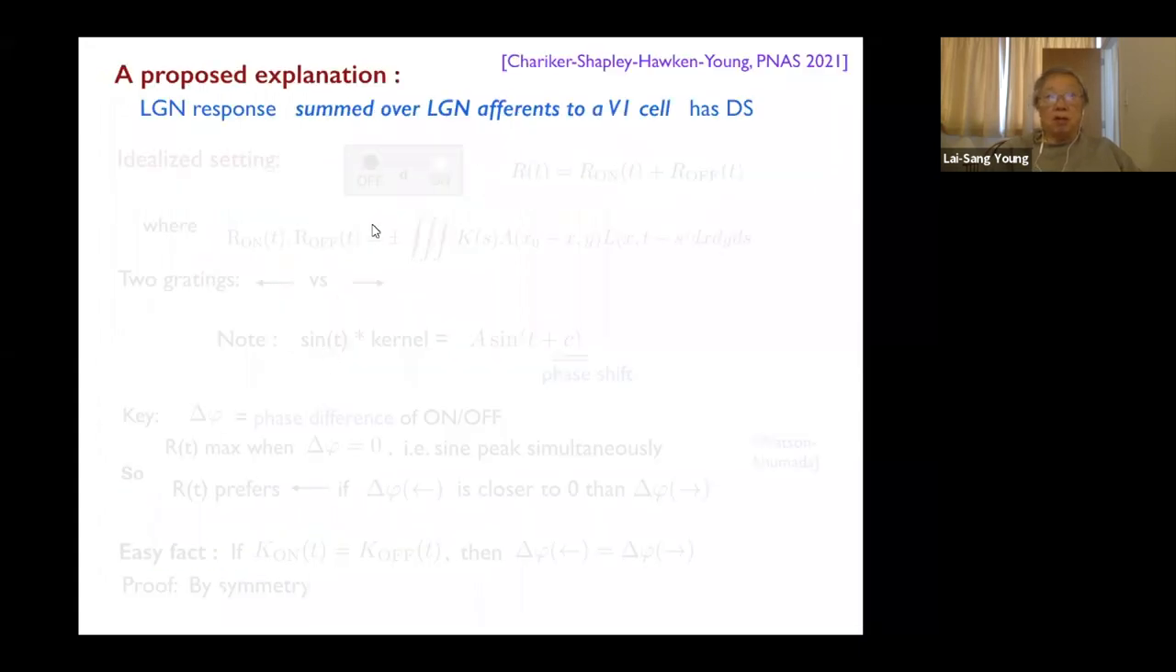Here is a proposed explanation published recently. First, how is this direction selectivity initiated? Each individual LGN cell does not have direction selectivity, but the claim is that the summed response of the LGN cells, since each neuron receives input from on the order of 4 to 6 LGN cells, is already direction selective if you add them up.